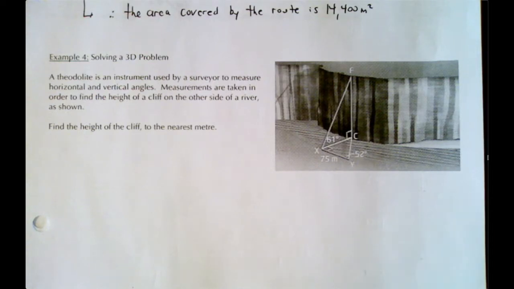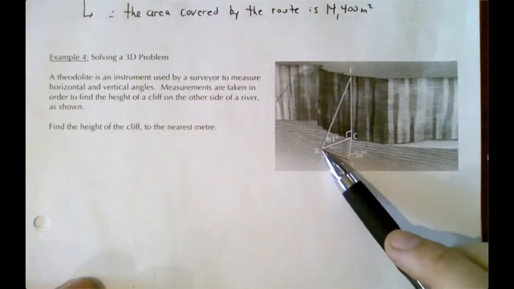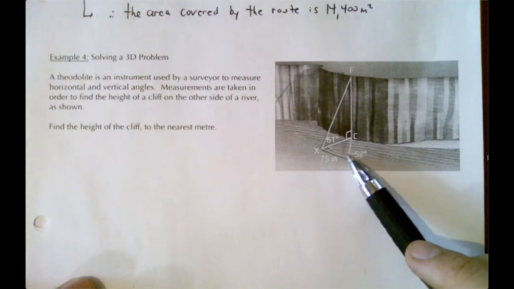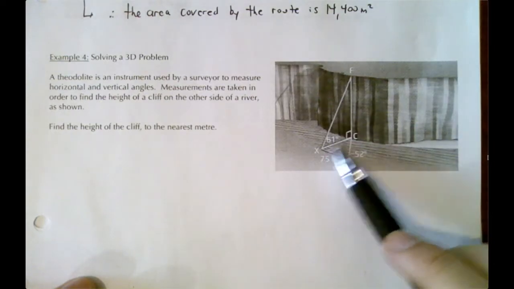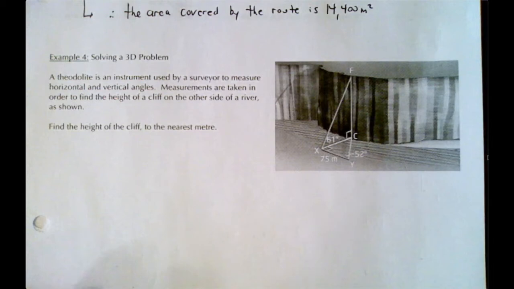So what we have here is we have two triangles. We have a triangle about the river, so from two different points on the side of the river, we know the angle to get to the hill, the cliff. And then across the river, we know the angle to get to the top of the hill, cliff. What we want is we want the height.